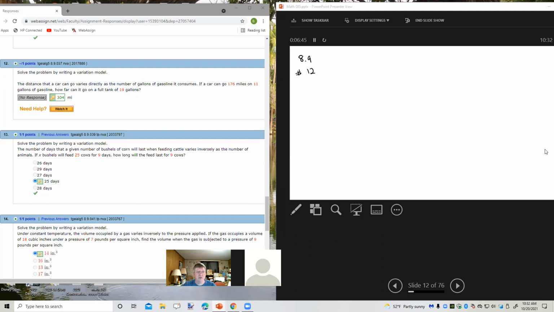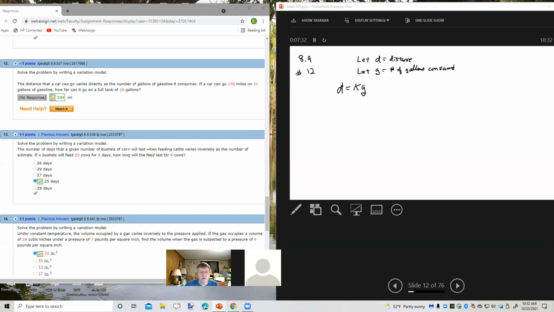All right, so we're talking direct variation. It says the distance that a car can go varies directly. So how about if we let D equal distance? It varies directly as the number of gallons of gasoline it consumes, and we'll let G equal number of gallons consumed. Okay. So now that we've identified our variables, it says D varies directly as G. D equals KG. All right. Any questions about how I came up with that D equals KG?